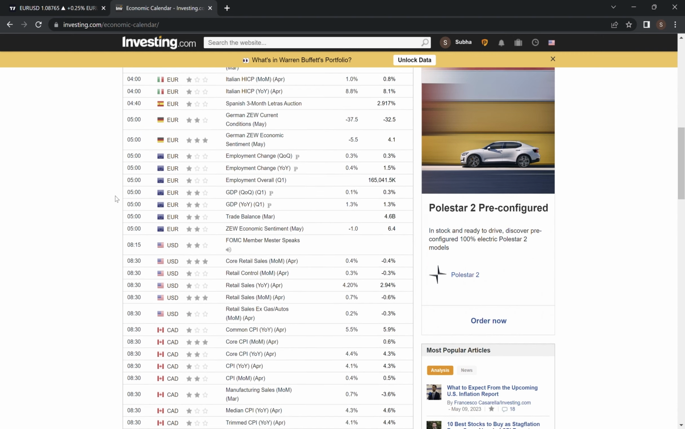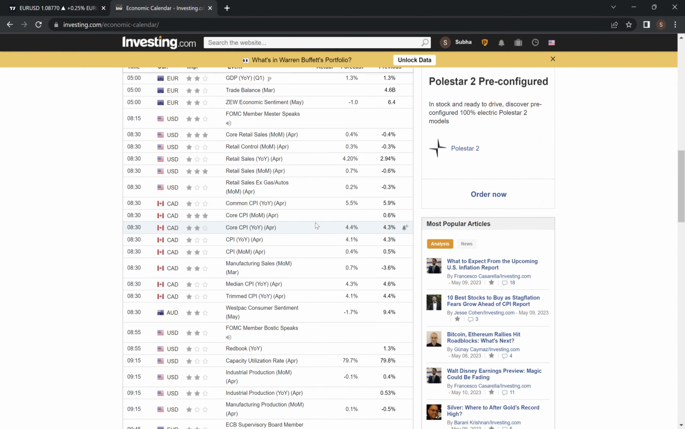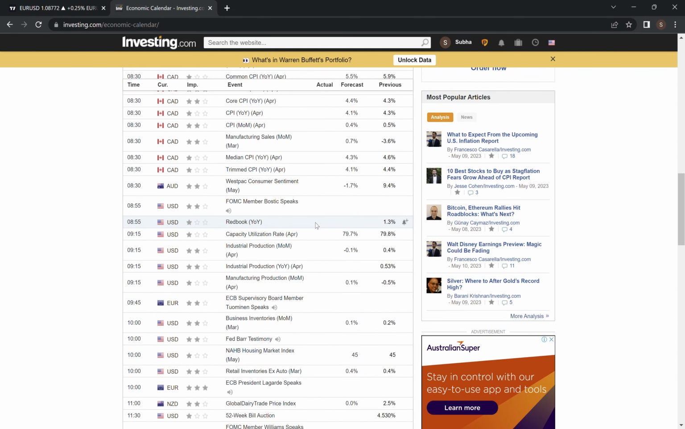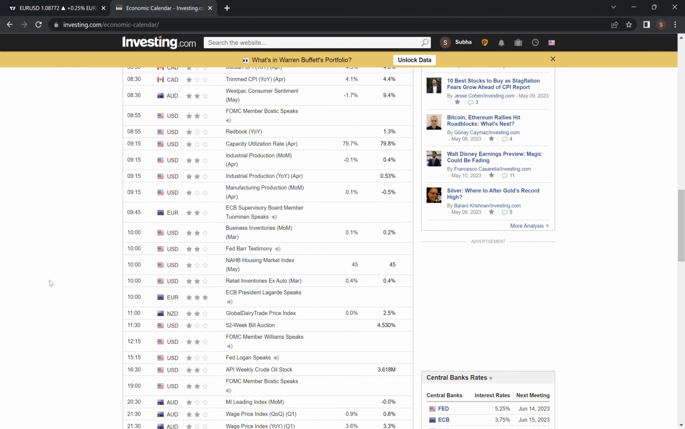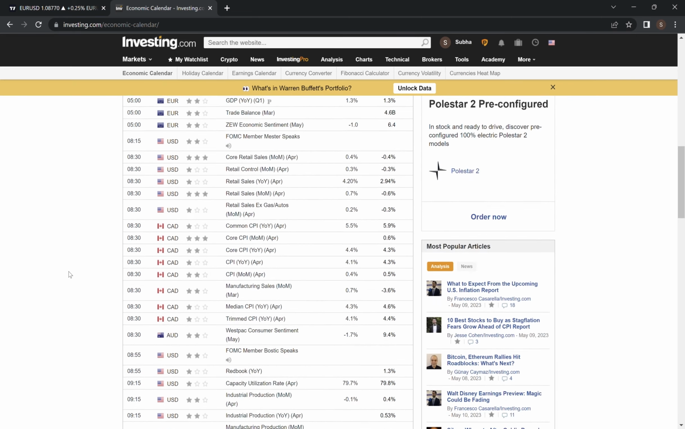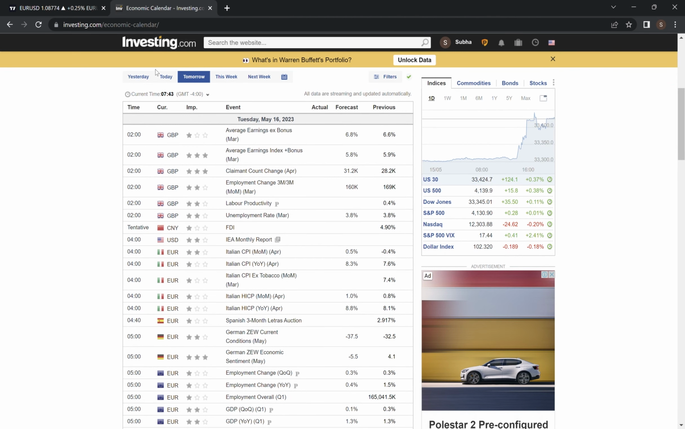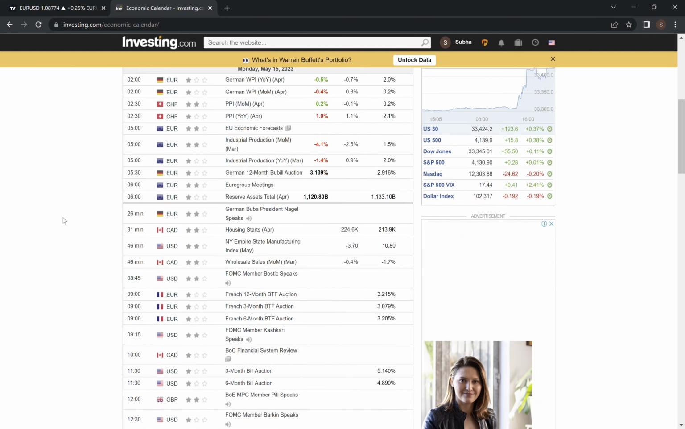strength or weakness. And just scrolling down the list, we have the core retail sales from the US at 8:30 a.m., and it's given as positive 0.4 compared to the negative 0.4. And the retail sales has been given higher as well. Obviously these things are going to help USD get stronger. And scrolling down later on, we got a speech by the ECB president around 10 o'clock EST. So as of today, it's going to be a quiet one from the newsroom.